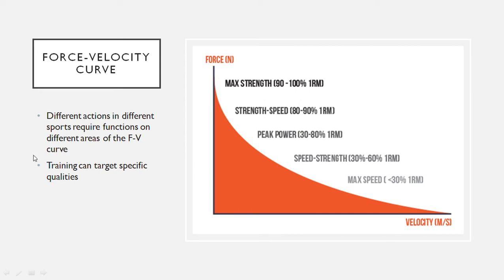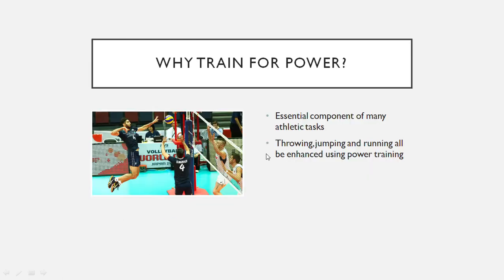And we can also use different training methods and modes in order to target specific areas and qualities on this curve. Just like we're saying, if we have heavy squats, it's going to be more up this sort of lower velocity, higher force. If we have really fast jumping or running, then it's going to be a lot higher velocity but a lot lower force.